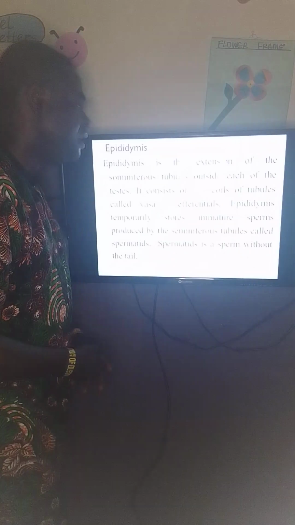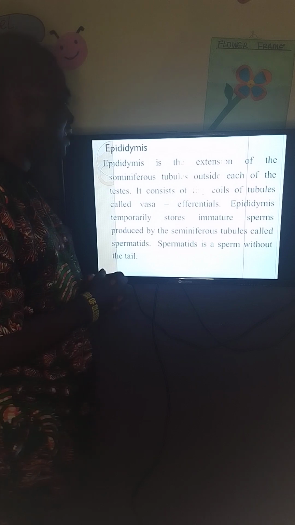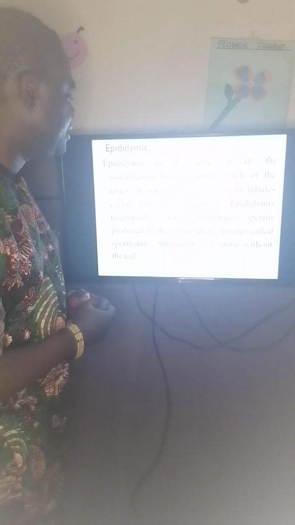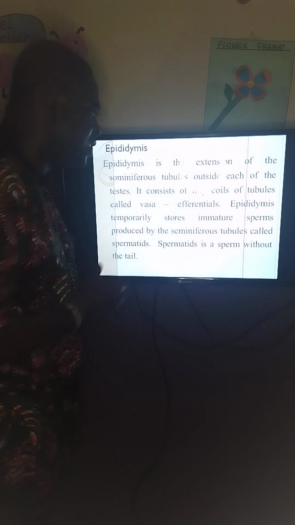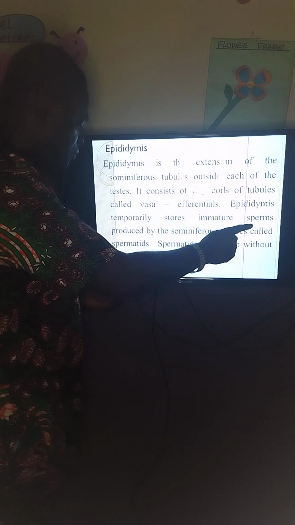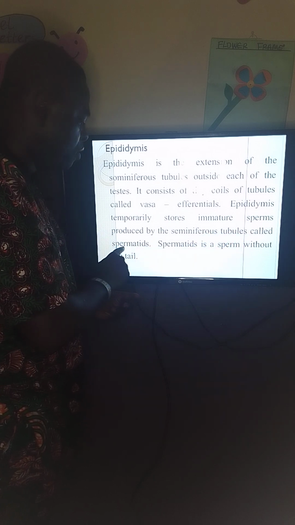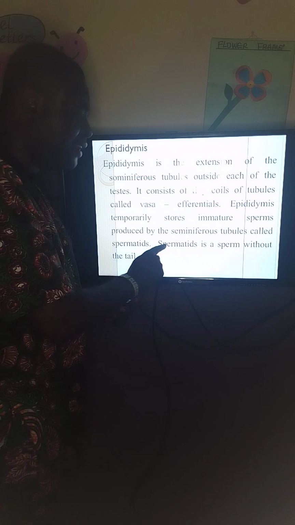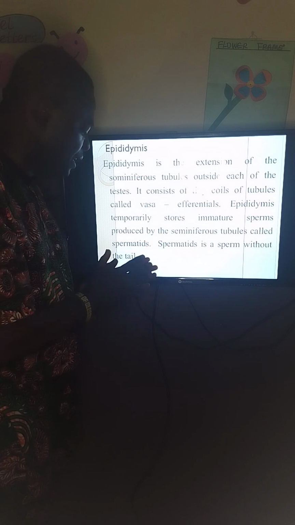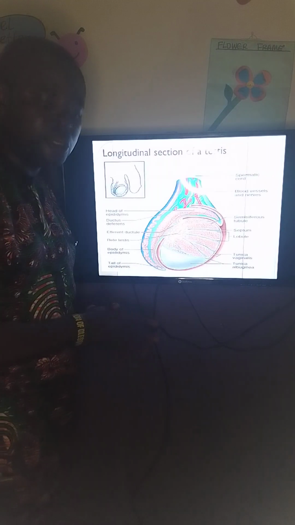Now, this epididymis, I said that the epididymis is the extension of the seminiferous tubules outside each of the testes. It consists of tiny coils of tubules called vasa efferentia. The epididymis temporarily stores immature sperms. What are they? Produced by the seminiferous tubules. These immature sperms are called spermatids. Spermatids are sperms without tail, and they are immotile. They cannot move.